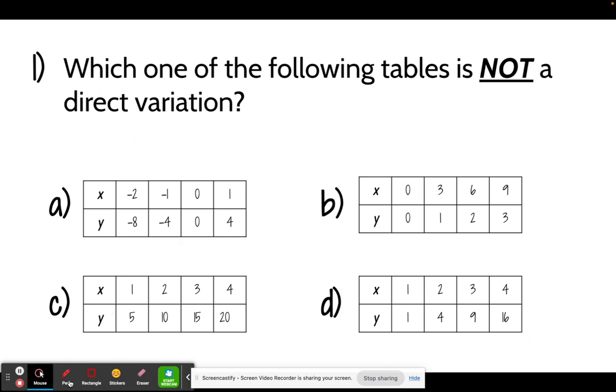Okay, let's look across the table here and decide which one of these isn't a direct variation. If I go from x to y, am I multiplying by the same thing? Well, negative 2 times 4 is negative 8. Negative 1 times 4 is negative 4. 0 times 4 is 0. 1 times 4 is 4. So this would be y equals 4x, and that is a direct variation.